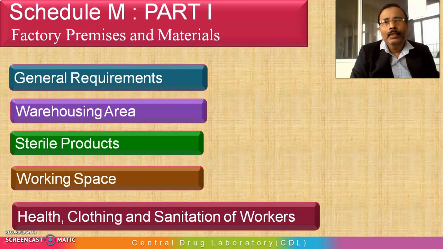Now let's see the health, clothing and sanitation of workers. These are the requirements regarding workers who are actually involved in the manufacturing process. First, health. If a worker is suffering from a contagious disease, it may contaminate the product, so such a worker should not be allowed in the manufacturing process. Second, clothing: it should be clean and neat.